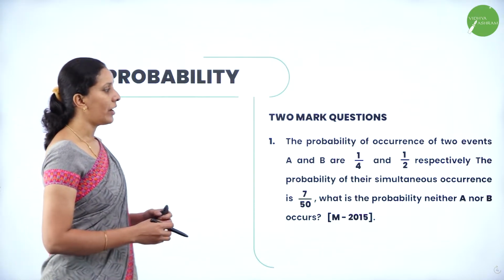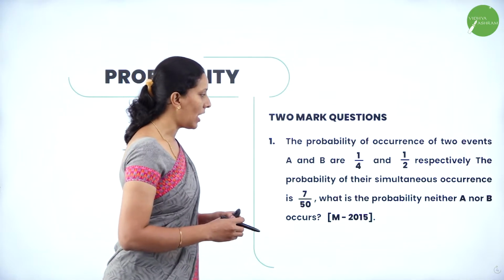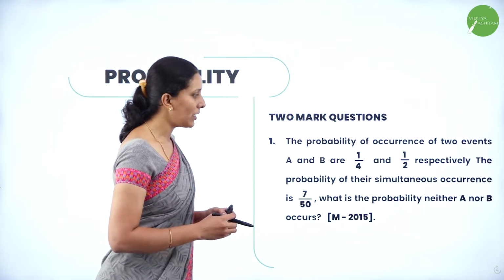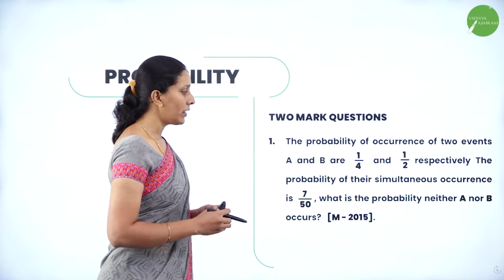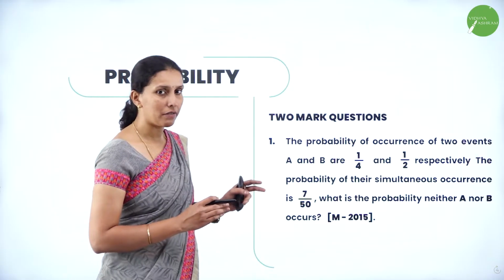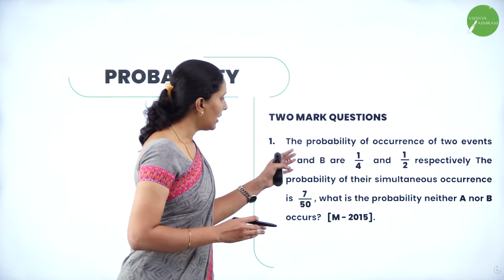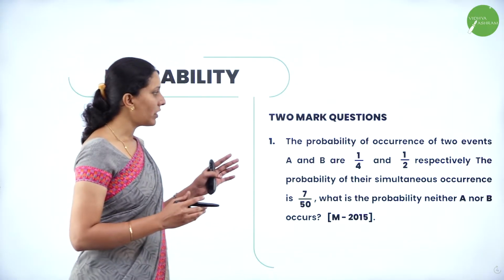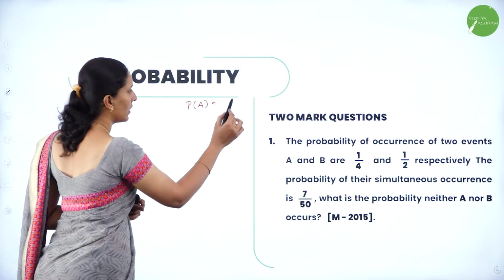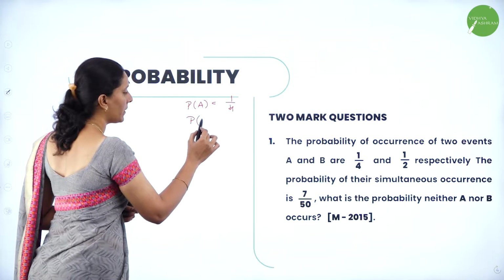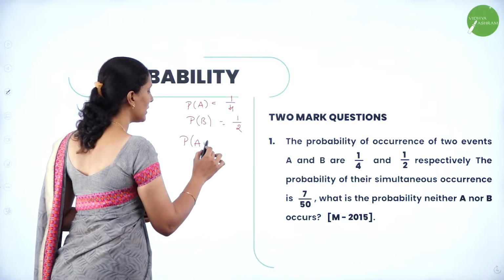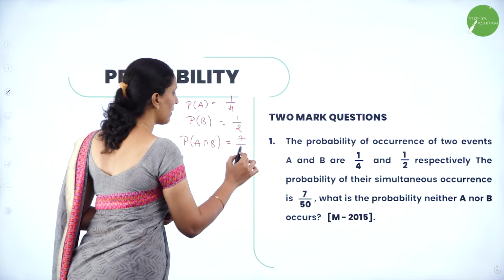The probabilities of occurrence of two events A and B are 1 by 4 and 1 by 2 respectively. The probability of their simultaneous occurrence is 7 by 50. What is the probability that neither A nor B occurs? So here none of the events should occur. The probability of event A is given, P of A is 1 by 4. The probability of event B is given, that is 1 by 2. Simultaneous occurrence, that is A intersection B, is given as 7 by 50.